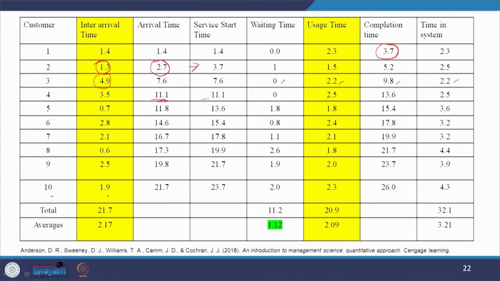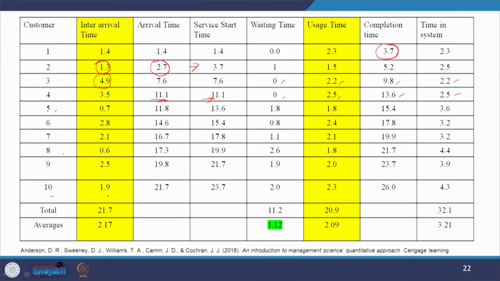So he will directly enter into the service. Service start time is 11.1 minutes, so there will not be any waiting time. He will use it for 2.5 minutes, and after 13.6 minutes the ATM will be free. So the time in the system is 13.6 minus 11.1, it is 2.5.